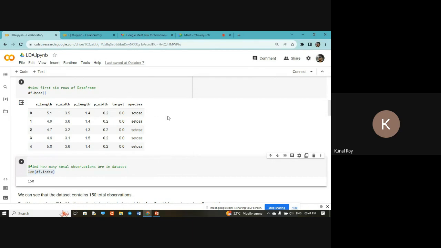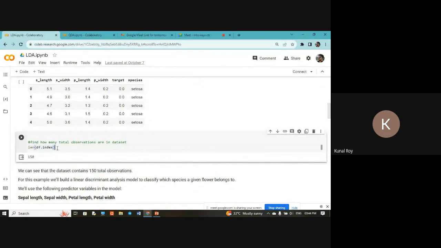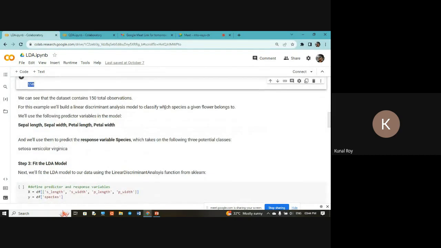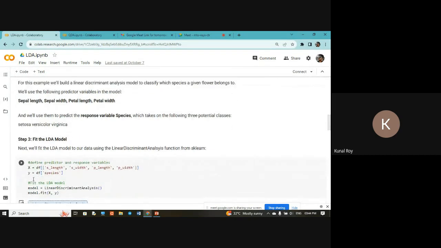We have a data set, and I want to implement it using linear discriminant analysis. So using df.index, we find the total length of the data. As I already explained, x is the independent variable. So these are the predictor variables. Predictor is nothing but the same thing. These are the independent variables: sepal length, sepal width, petal length, petal width, and y is the dependent variable, that is the species.